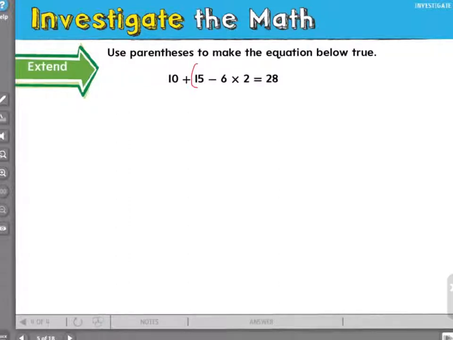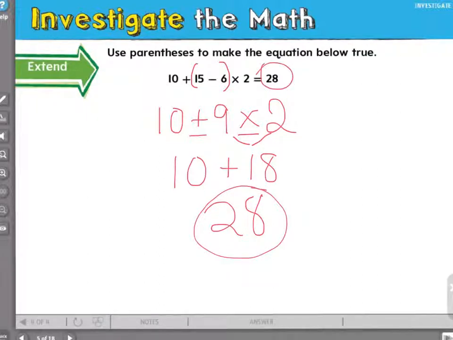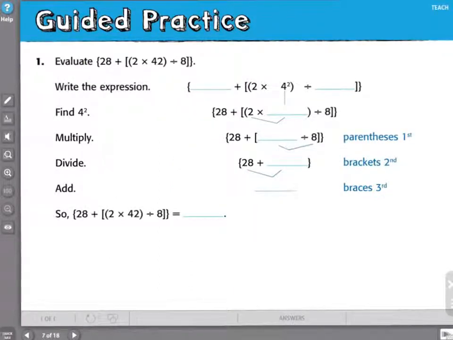I'm going to try here with my parentheses around my 15 minus 6. Let's see how my order of operations helps me here. If I am solving for 15 minus 6 first, 15 minus 6 is 9, and I'll get 10 plus 9 times 2. Well, I know that the order of operations tells me I must multiply before I add, so I will solve 9 times 2 next. The product is 18. Finally, I can add, and I have 10 plus 18. My answer is 28. This is the solution we are looking for, so the parentheses must go around 15 minus 6 for this equation to be true. Let's quickly try one more practice problem before I leave you.